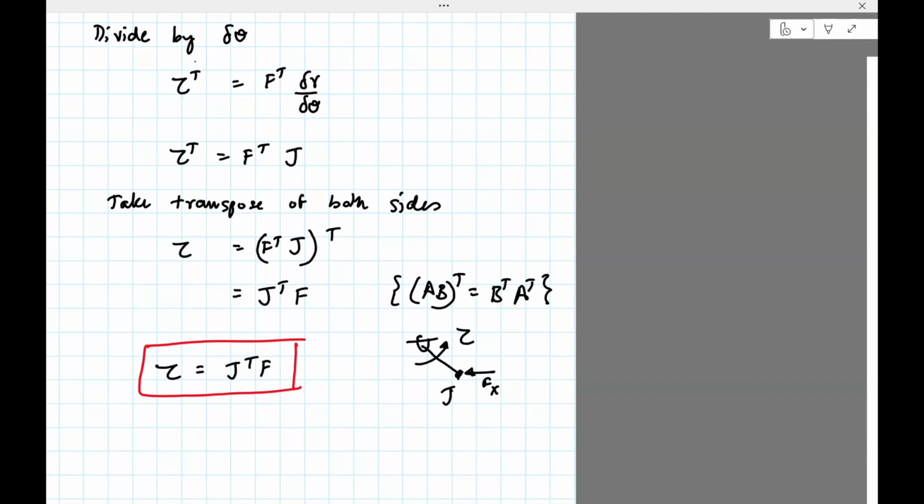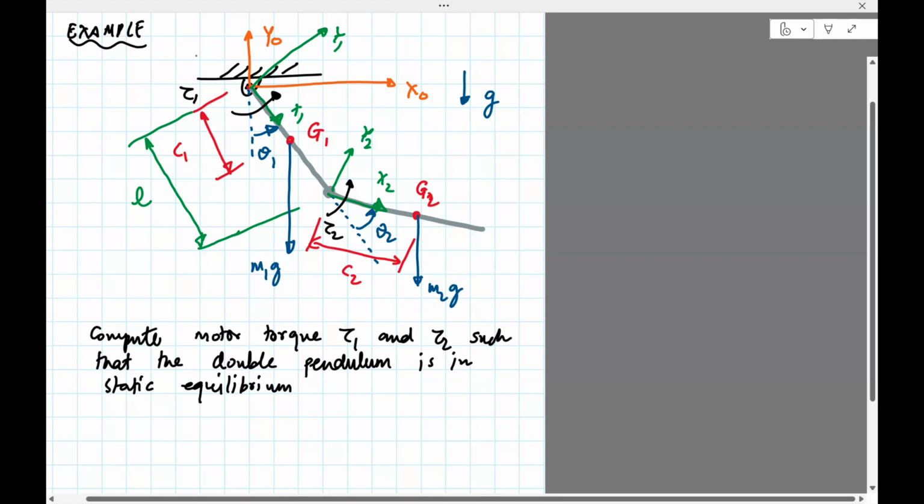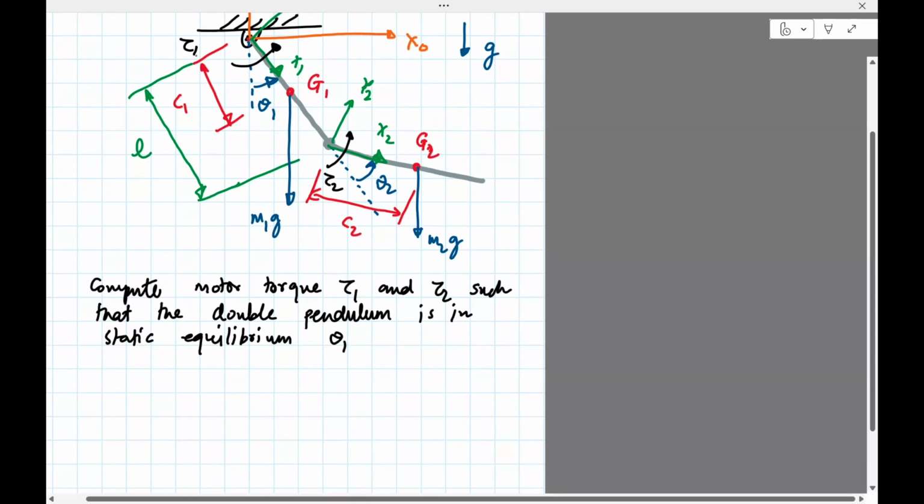Okay, so we'll see how to apply this on the same two-link pendulum. Clearly, if you don't do anything with the motors, then this pendulum is going to move around, right, and eventually come to rest in a vertical position. But we want to just hold it in this position. So how do you do that? Obviously we assume that theta 1 and theta 2 are not equal to 0, so it has to be in some non-zero position.